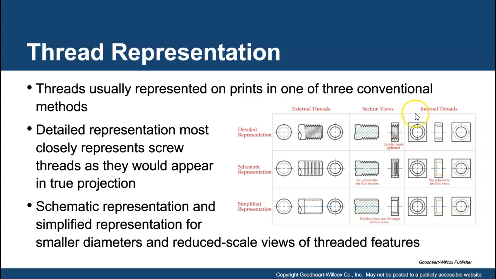There are three ways that you're going to see threads shown. On a print, we have what we refer to as a detailed representation. This shows you the actual threads themselves. Then there's the schematic representation, which is probably one of the easier ways, where you are seeing the lines. And then we have what's referred to as a simplified representation, where you have the hidden lines placed inside to show, in this case, the root, or the distance from root to root of the actual thread form itself.